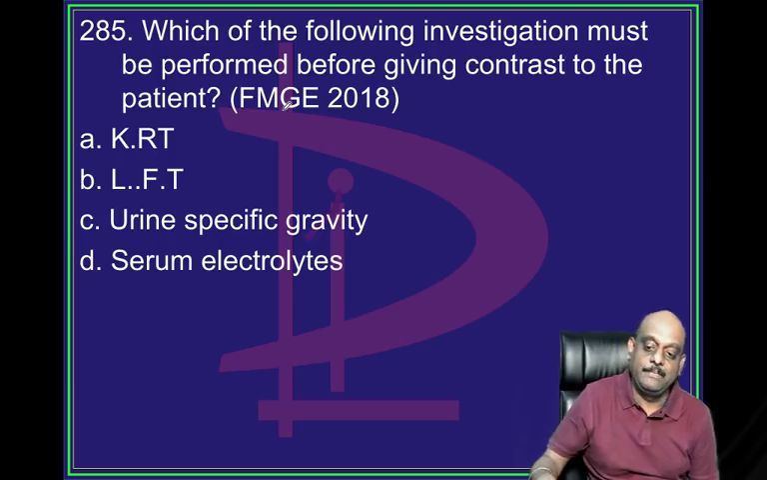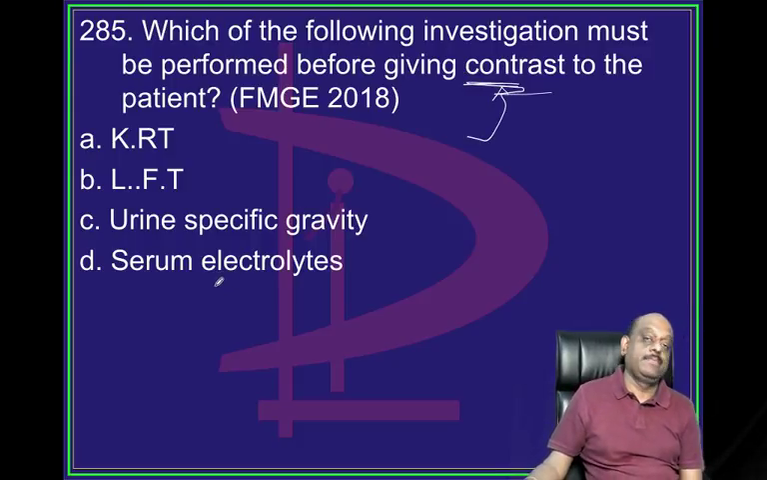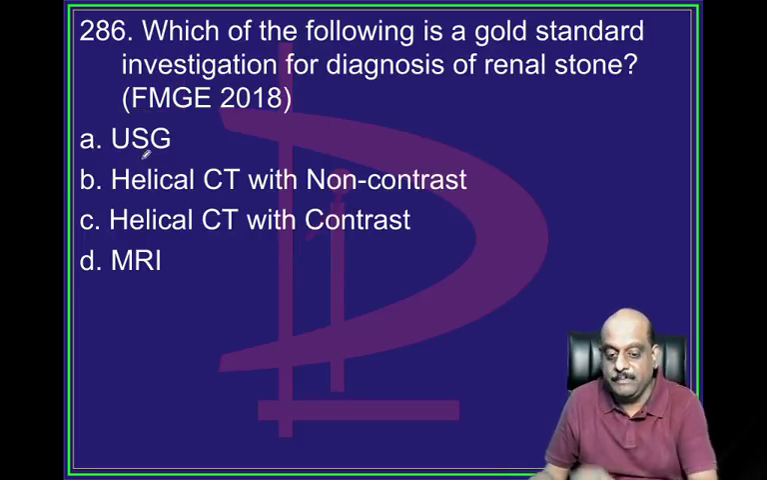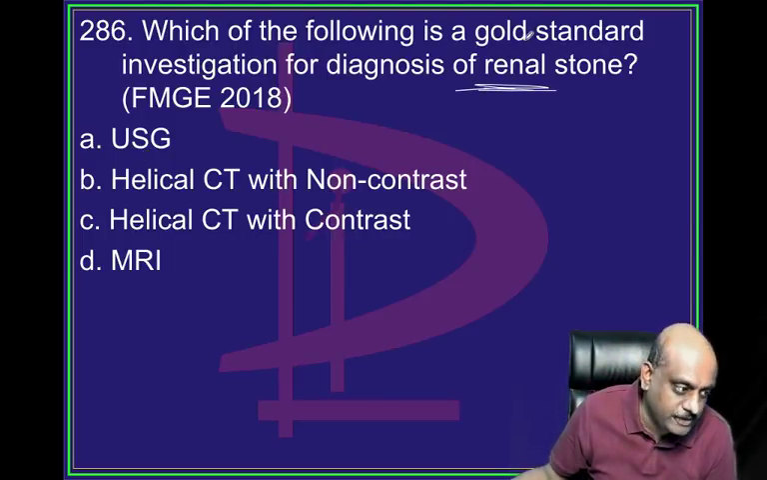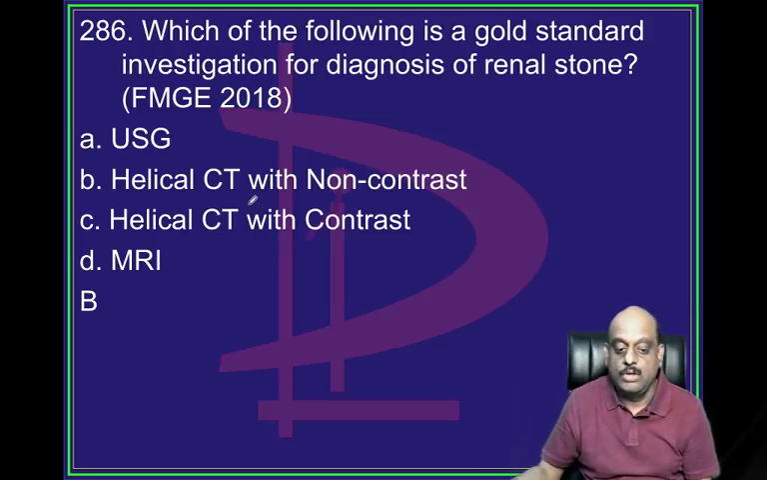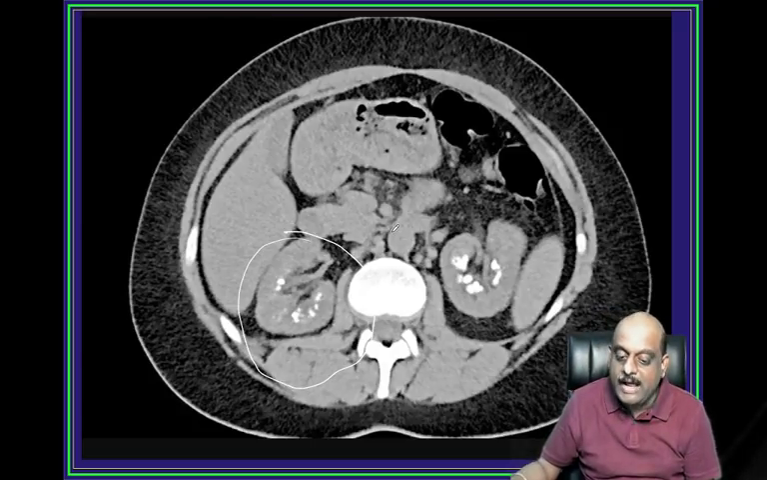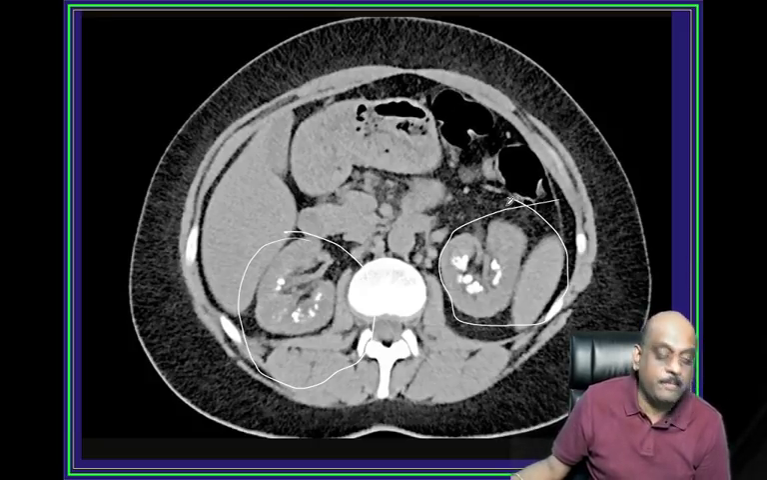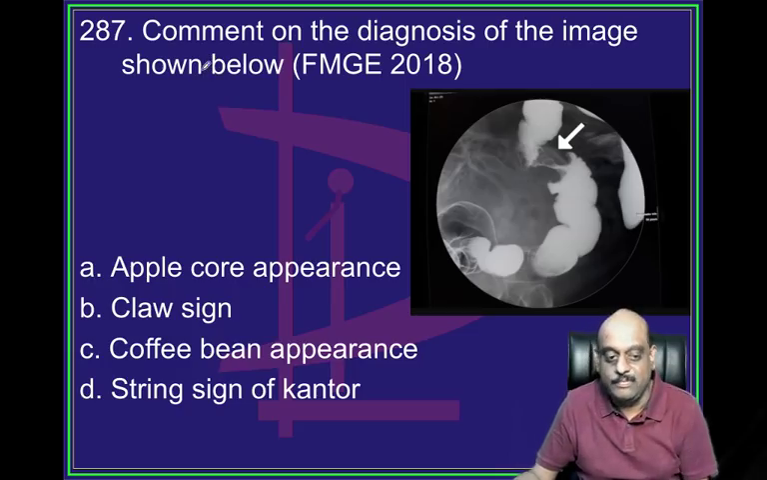Now, doctor, before giving contrast, what do you want to check? Contrast can lead to renal failure. So, renal function test check karo, very important. What is the gold standard to diagnose renal stone, doctor? Gold standard. Helical CT, non-contrast. So, non-contrast CT में आपको मिल जाएगा radio opaque stones can be detected, hence called gold standard.